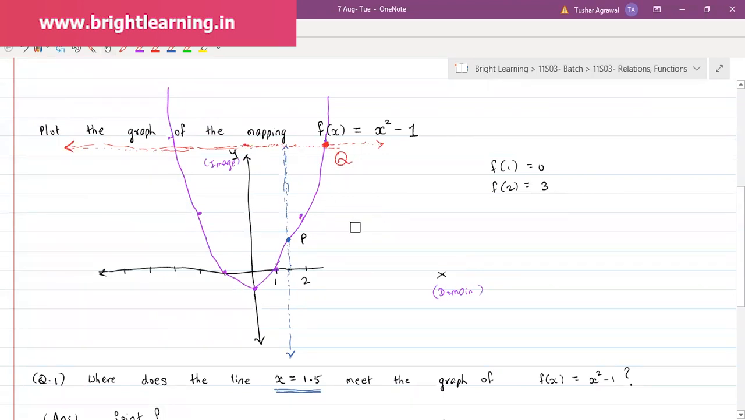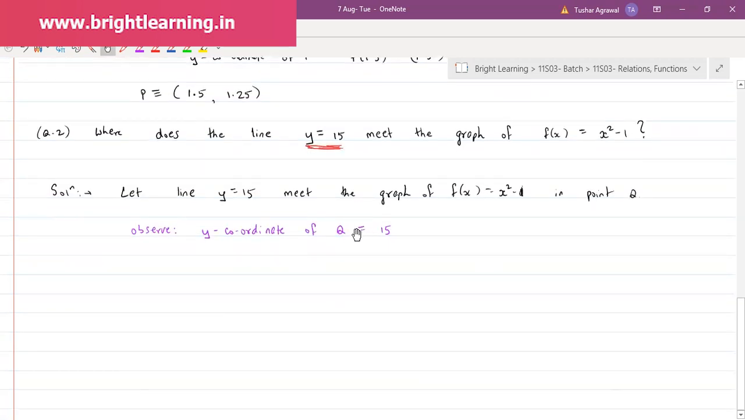Now this graph is not up to proper scale. So what is the x coordinate? I do not know what the x coordinate is, so let that x coordinate be small q. I'm just representing it by small q. So the x coordinate of Q is equal to, let's say, small q.